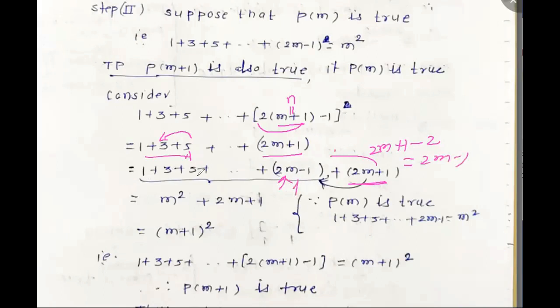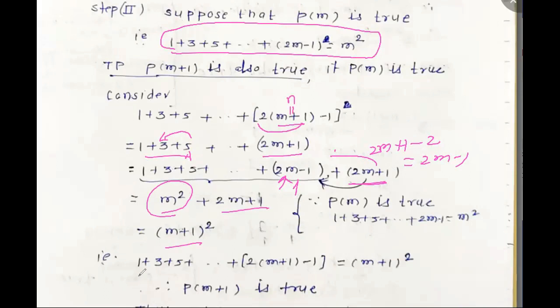But what is the sum of 1 plus 3 plus 5 up to twice m minus 1? We have assumed that P of m is true. So this sum is m square. And the rest of the term is twice m plus 1. And this is the square of m plus 1, since m plus 1 square is m square plus twice m plus 1. So what we have shown: 1 plus 3 plus 5 plus 2 into m plus 1 minus 1, this statement when n is m plus 1, is equal to m plus 1 square.